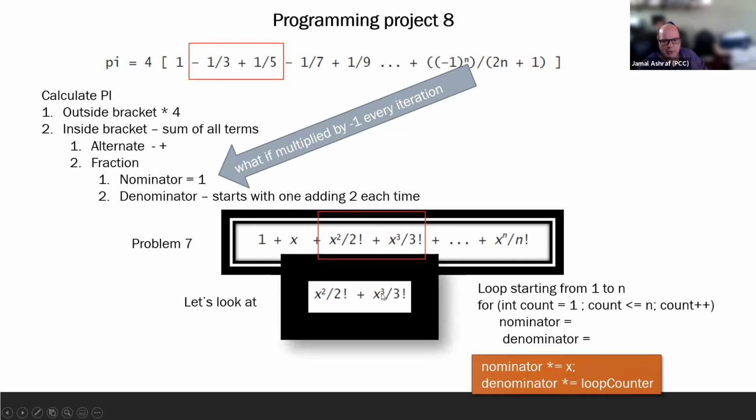So going from x2 to x3, my nominator is what? How is my nominator changed from here to here? By x. What about my denominator? My denominator is 2 factorial here, 3 factorial here. It's multiplied by what? By 3. So if I had 3 over here for some reason, then I could multiply by 3. So I'm going to create a loop. I'm writing the for loop here, but technically in my design, I don't have a for loop. I'm just going to say loop.